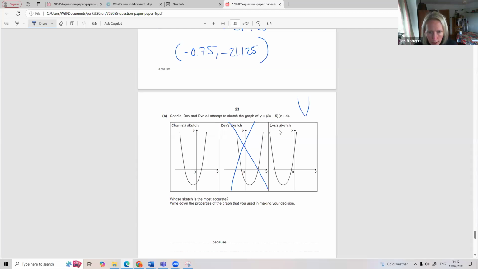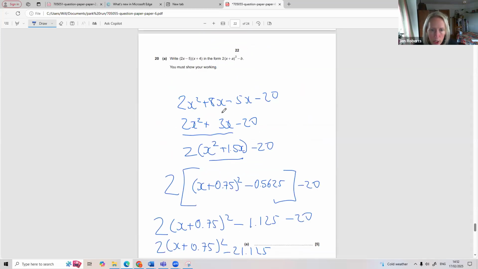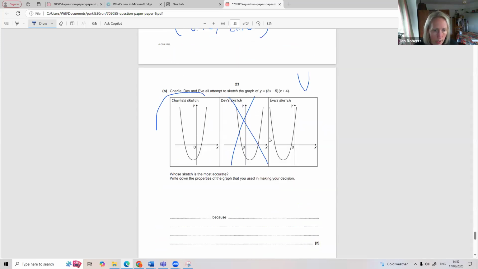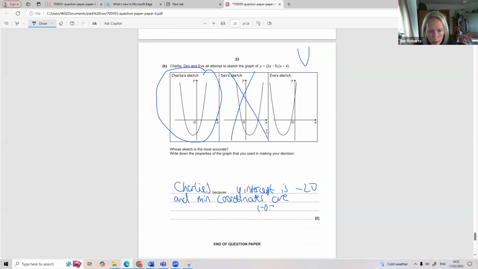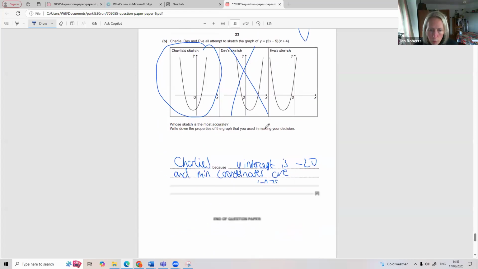Now, when I expanded these brackets, I got, let's have a look, 2x squared plus 3x minus 20. That shows it crosses your y-axis at negative 20. So it's got to be Charlie's. Minimum, and because y-intercept is negative 20 and min coordinates are minus 0.75, minus 21.125.